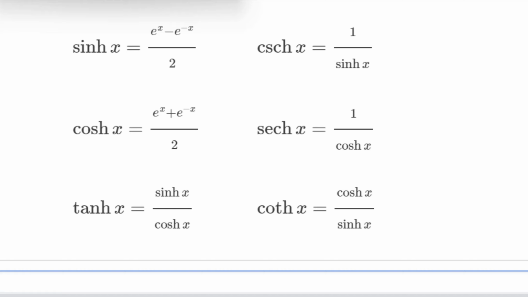So if you look at it, the only two you actually have to really remember are sine and cosine, because all the rest are just the actual trig rules. Cosecant goes with sine, secant goes with cosine, tangent is sine over cosine. All those rules still apply. It's just the sine and cosine that are different. And the only difference between the two is the plus or minus. Sine is negative and cosine is positive.